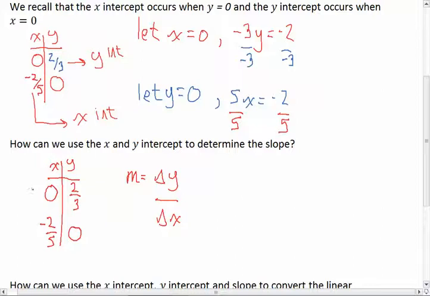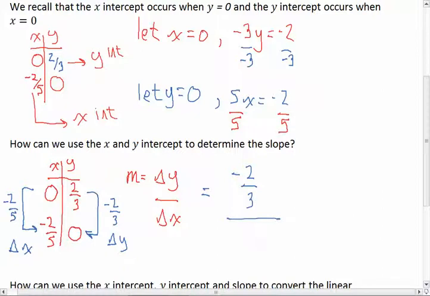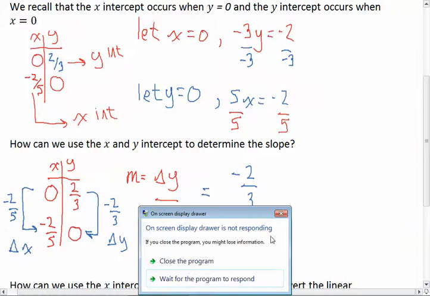Okay. So if I jump from 0 to negative 2/5, what's my change? Negative 2/5. Now, this one's a little bit more tricky. If I jump from 2/3 to 0, what's my change? Negative 2/3, because if I start at 2/3, how do I get to 0? I take away 2/3. And this is your delta x, your change in x. And this is your change in y. So now we just have to divide these two. So I have negative 2 over 3 divided by negative 2 over 5.